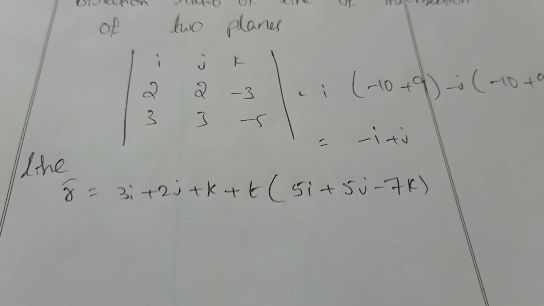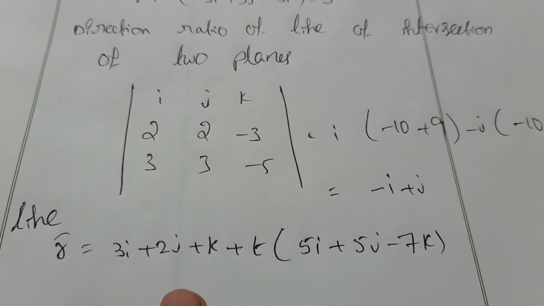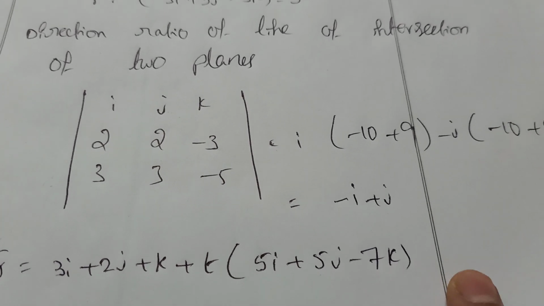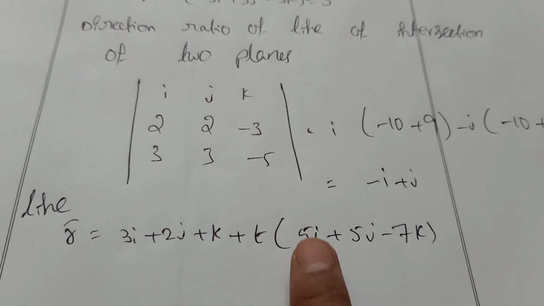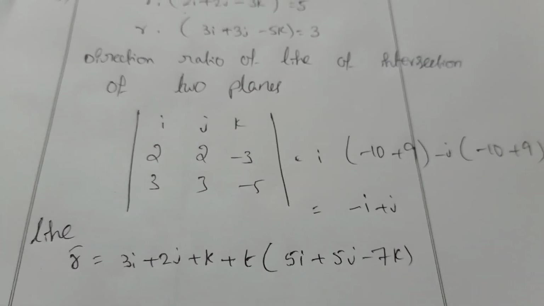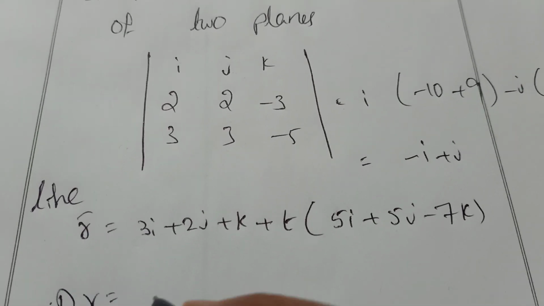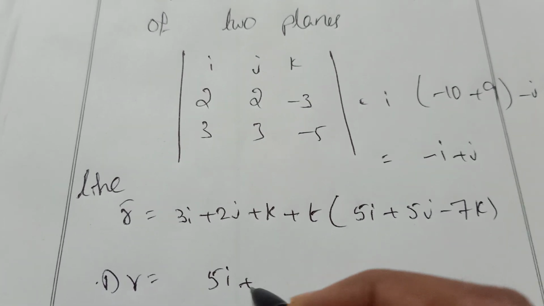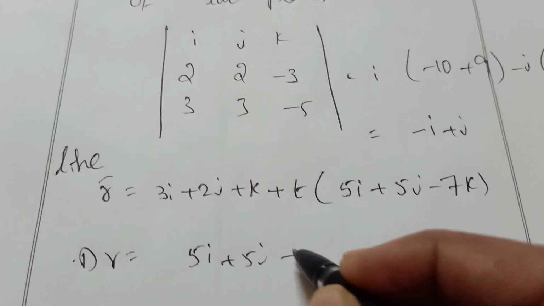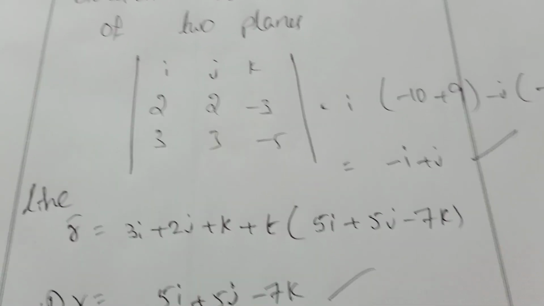Another line is given. See, r bar equal to 3i plus 2j plus k plus t into something of this given. Then what is the DR here? For any line you take t into b bar. Then I am taking here this one. The DR is 5i plus 5j minus 7k. Now do the angle between this and this.